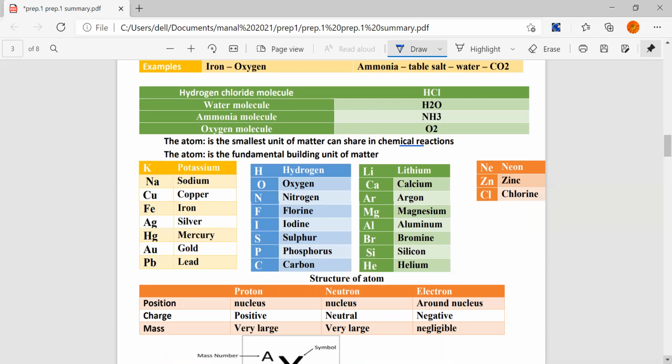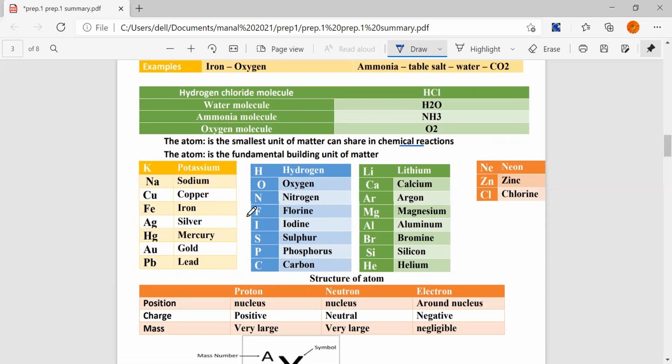At first, we must remember the symbols of elements. We have some elements whose symbols are taken from Latin, such as potassium K and sodium Na. Remember, when the symbol of an element consists of two letters, the first one is capital and the second is small. Copper Cu, iron Fe, silver Ag, mercury Hg, gold Au, lead Pb. I know some of you repeat after me about these symbols.